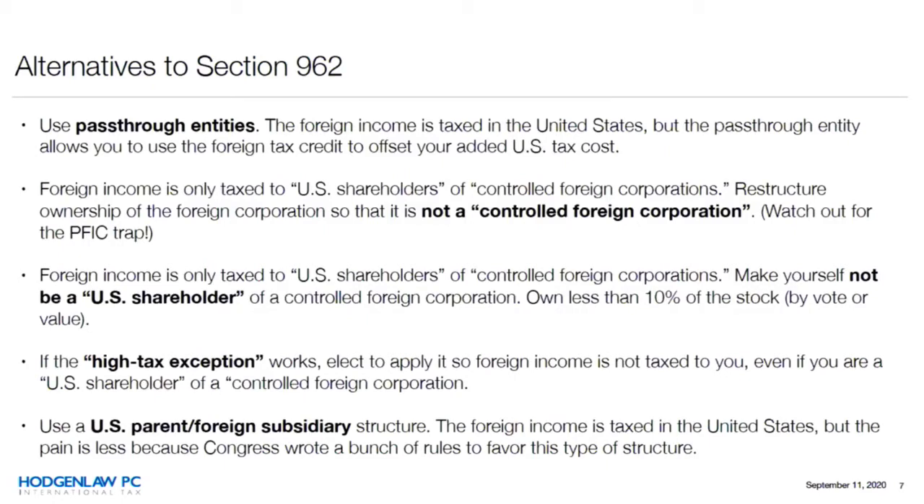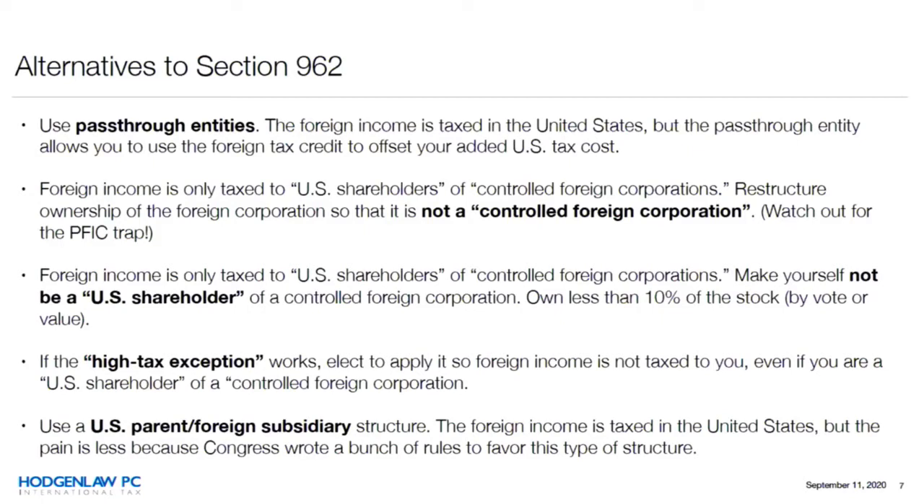So if you defeat any one of those three things, hey presto, you don't have this pass-through income problem and the potential for double taxation. So what do you do? Top bullet point, use pass-through entities instead of C corporations. You don't have a controlled foreign corporation. You've defeated one of the three.